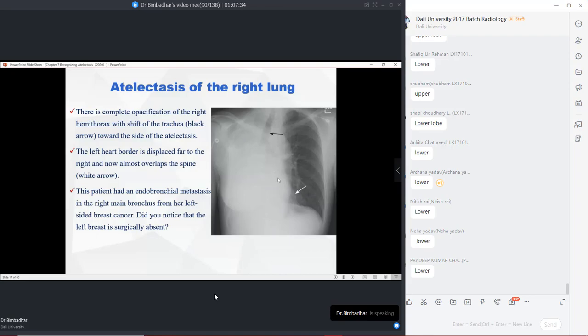See, right? Now the left heart border is almost overlapping with the spine here, and what we can say here is that the patient has an endobronchial metastasis in the right main bronchus. See, the right main bronchus is completely, abruptly stopped here.